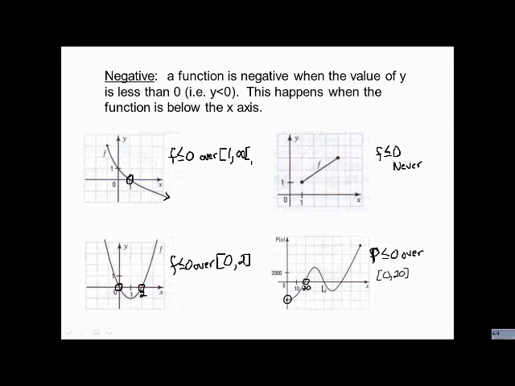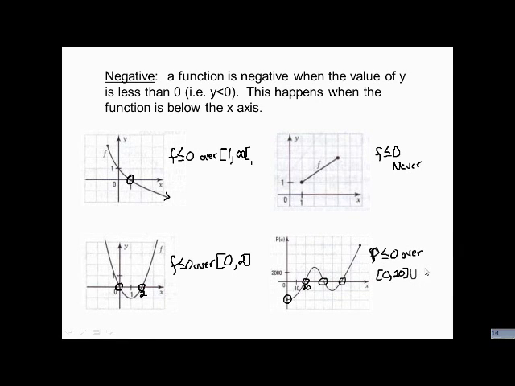And we'll notice it becomes negative again right here and stays negative until here. So we'll put a union to show there's another spot. And our values of x here will be 40 and 60.